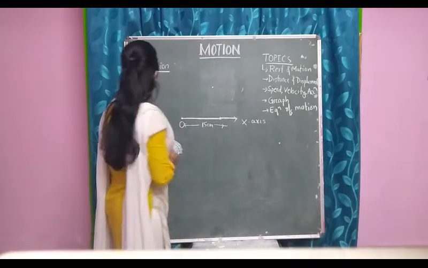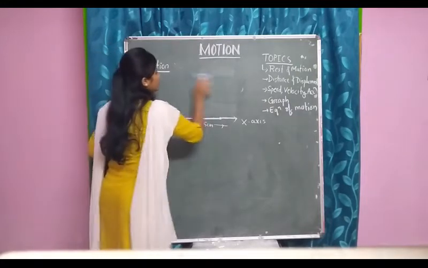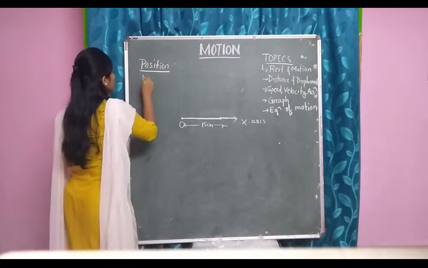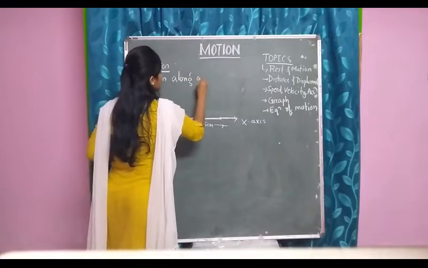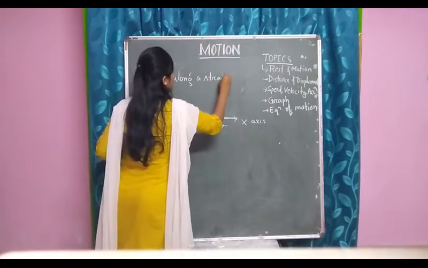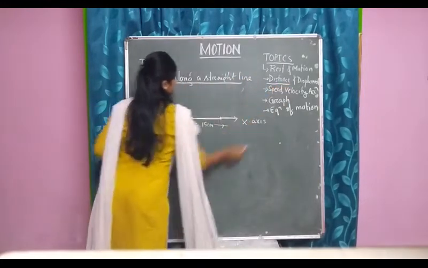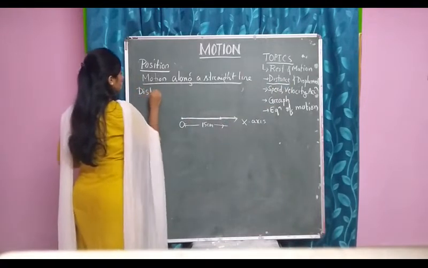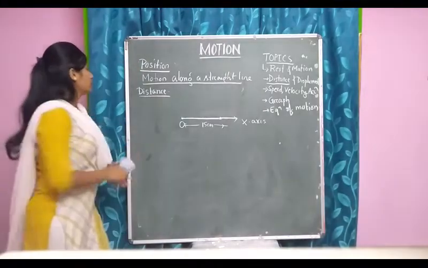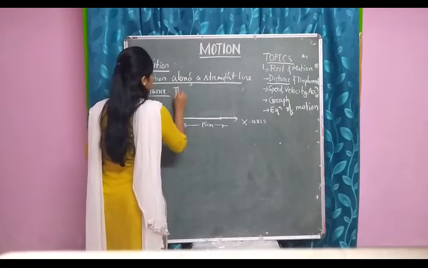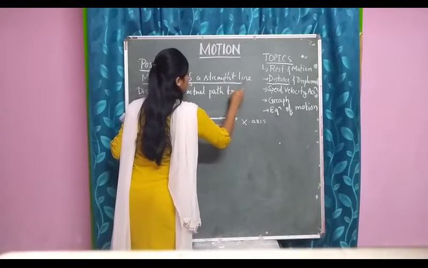So we will go for motion of the body along a straight line. So first we will discuss distance. Distance, as you know, is the actual path travelled by a body. So how will I define distance? The actual path travelled by a body.